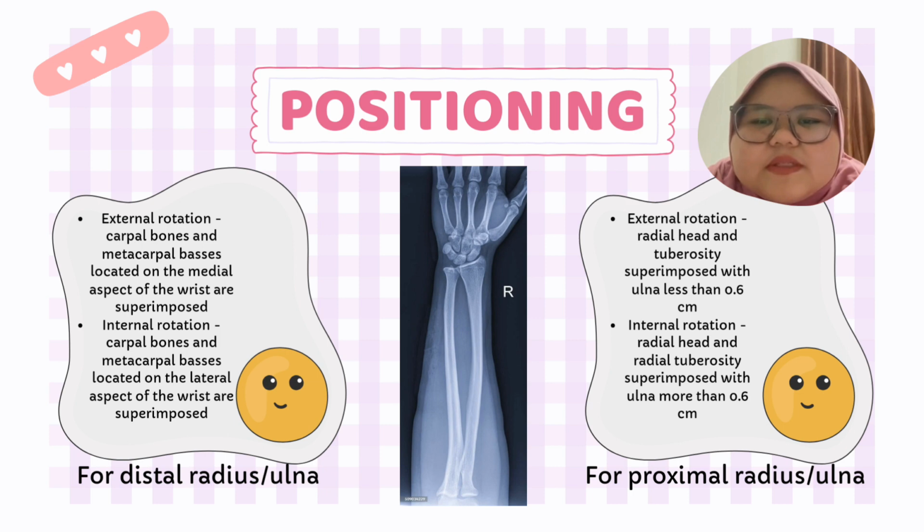Next, for proximal radius ulna, we must look out for the radial head and radial tuberosity. If radial head and radial tuberosity superimposed with ulna less than 0.6 cm, it is external rotation. And internal rotation will happen when radial head and radial tuberosity superimposed with ulna more than 0.6 cm. Hence, we can say that in our radiograph, there is external rotation at the proximal of radius ulna.